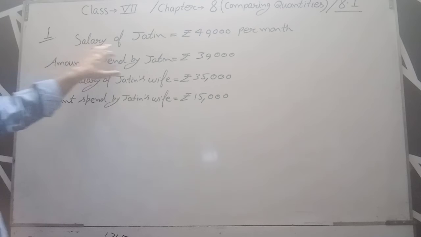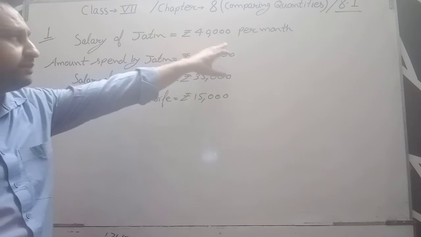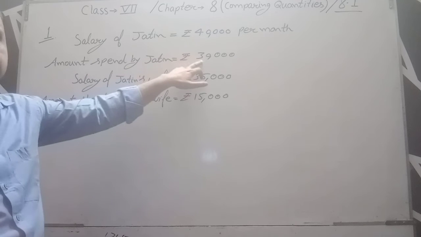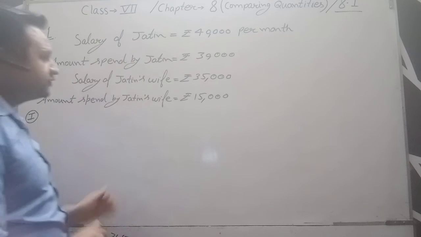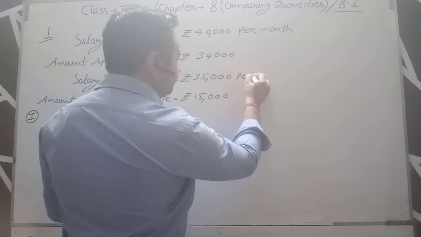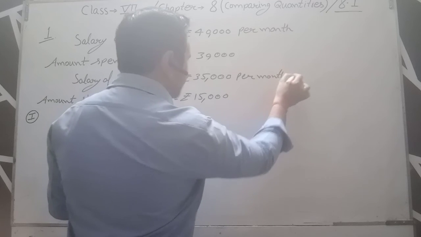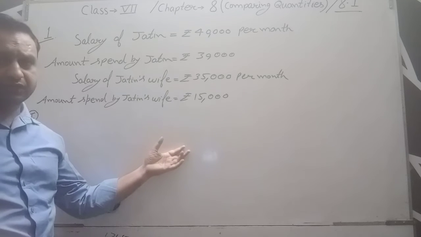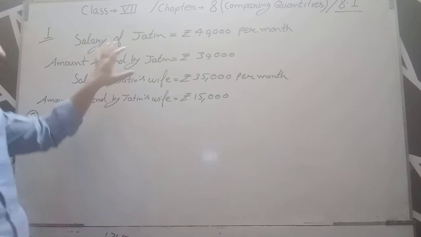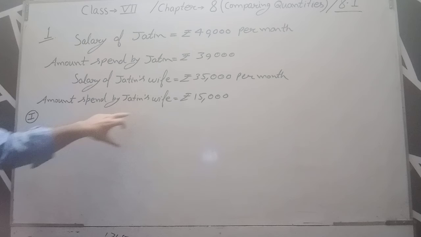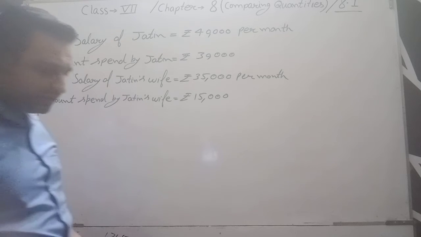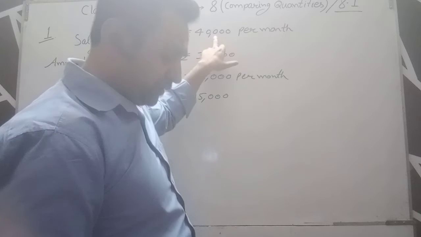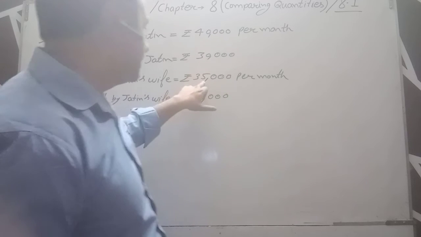First information, salary of Jatin rupees 40,000 per month. Amount spent by Jatin rupees 30,000. Salary of Jatin's wife rupees 35,000 per month, and amount spent by Jatin's wife is rupees 15,000. So after this information we have to solve the first part. In the first part we have to find the ratio between Jatin's salary and his wife's salary.